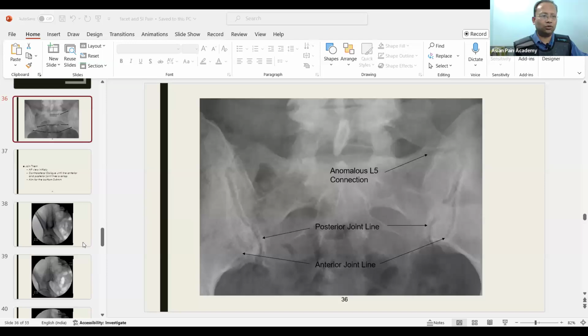So I will show you some contrast spread, okay? Because this part we do not show in the mannequin, just showing you. Yeah, one minute.